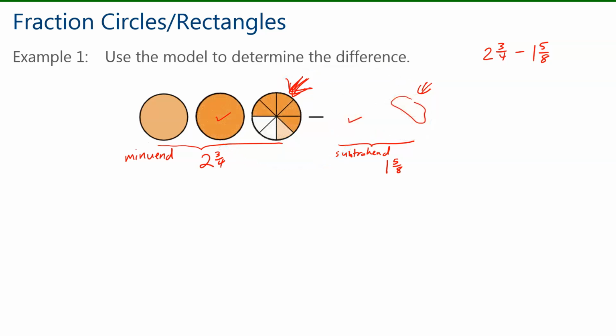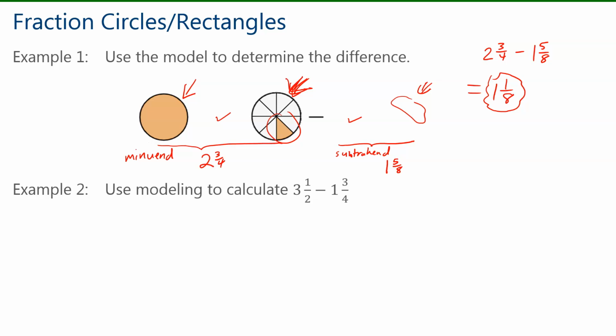There we go. And we need to remove the overlap region. So if we take that away, well, what are we left with? Well, I have one complete whole, one complete circle left shaded, and 1 out of 8 pieces in the second whole. So our conclusion is that 2 3/4 subtract 1 5/8 gives us 1 1/8, and that's simplest form.